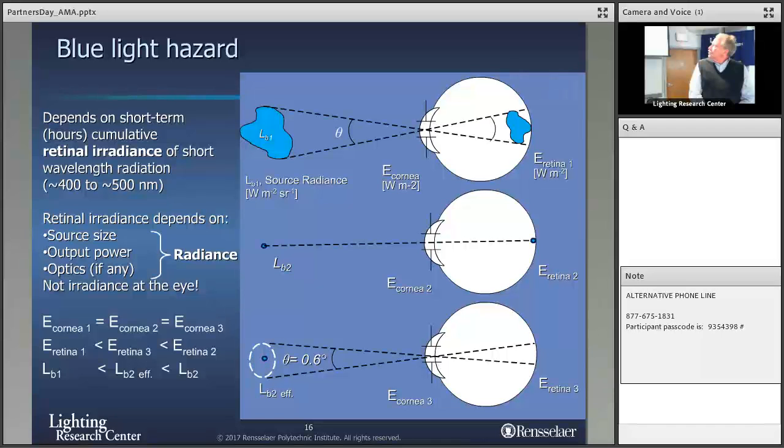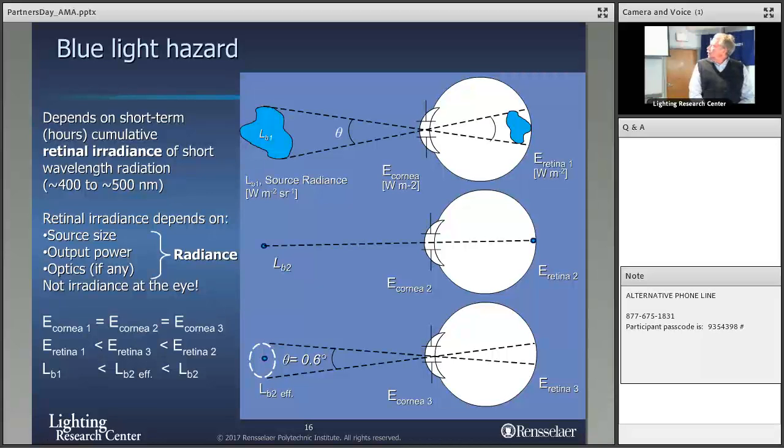The worst possible case is when you have a very small point of light, like that picture I had of the retina of a monkey, imaged at a point here. The illuminance at the cornea is the same, but the radiance from the light source imaged on the retina becomes the critical consideration.